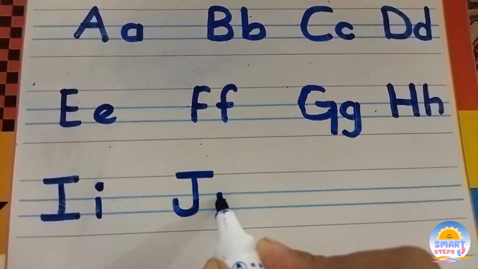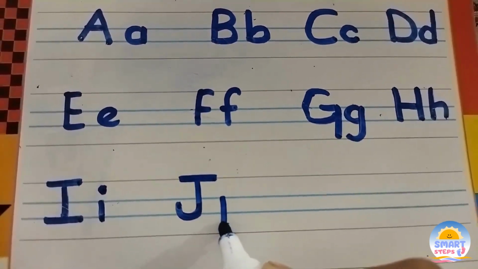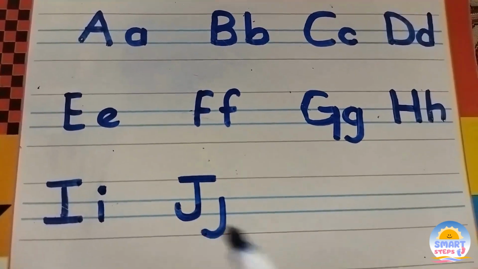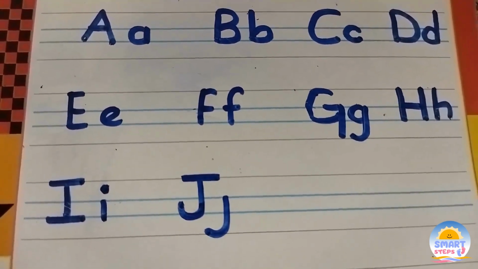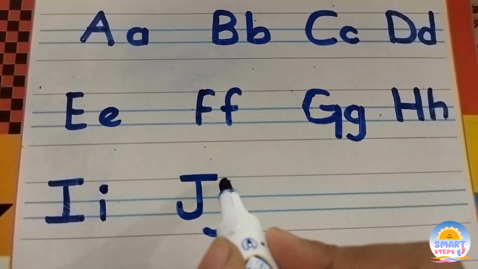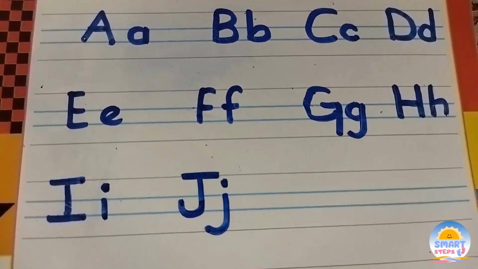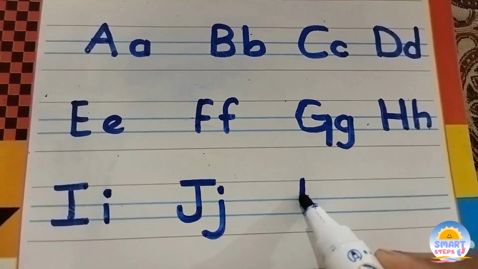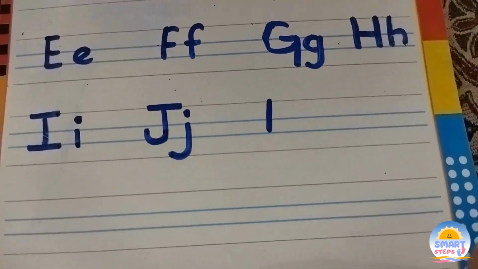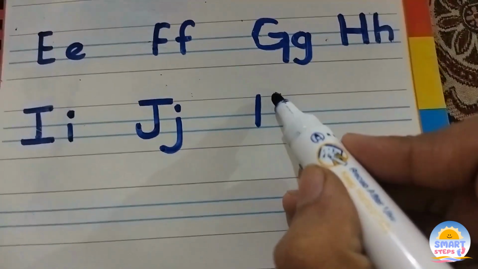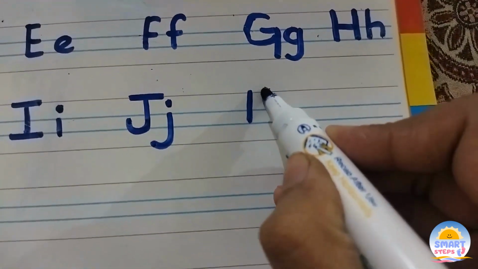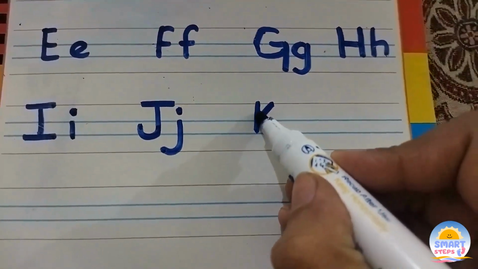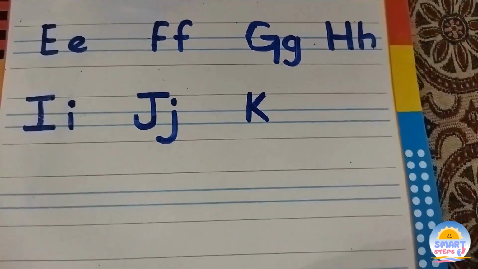Lowercase j, a standing line from middle to lower bottom and a curve towards left eye, same as uppercase J, and a dot above middle. K, a standing line from top to bottom, a slanty line from top to middle and same a slanty line from middle to bottom.